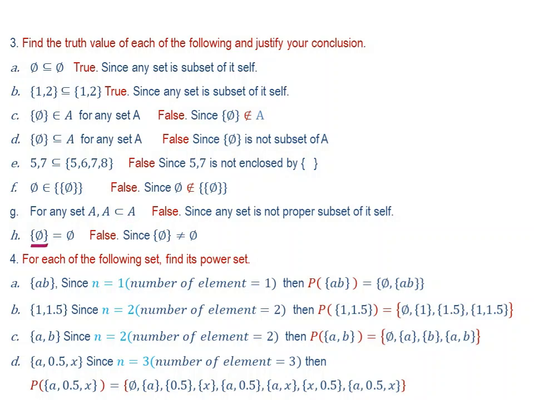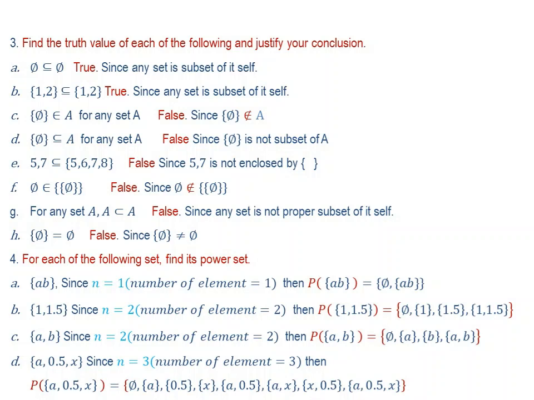H. The set containing the empty set is equal with the empty set. This is false since the set containing the empty set has one element but the empty set has no element. Therefore they are not equal, they are different. Therefore the set containing the empty set is equal to the empty set is false. Number 4: for each of the following sets, find its power set.